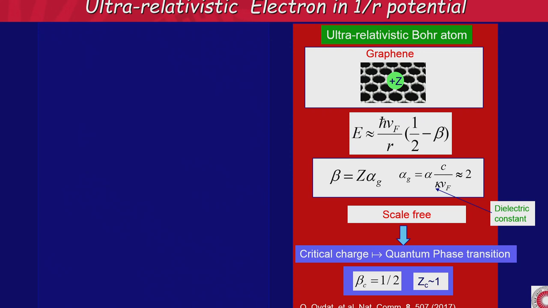Okay, so it's a scale-free problem. The critical charge now is 1. So you should already see collapse at 1. So now you see where I'm going. If I can put a charge of 1 on graphene, maybe I can see the effect of atomic collapse.